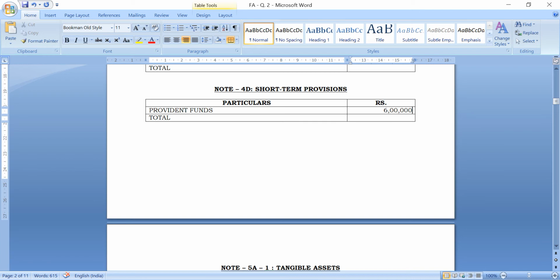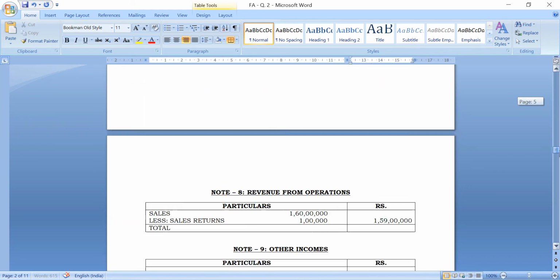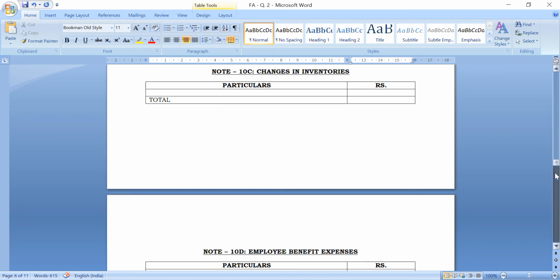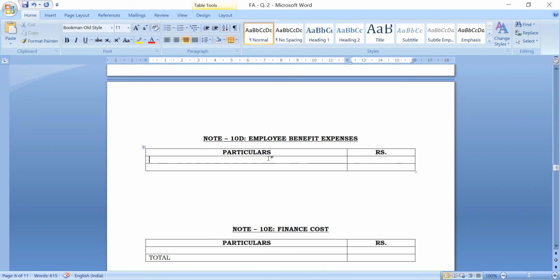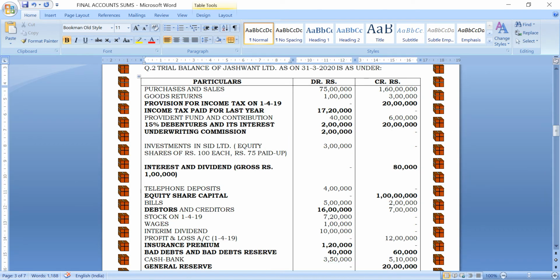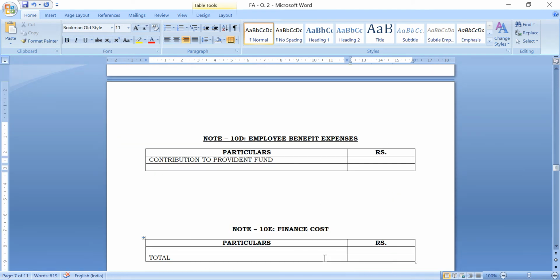And contribution to provident fund is to be placed in 10D. Let us go to 10D. Where is 10D? Here it is, employee benefit expense. Provident fund contribution is the employer's. Contribution to provident fund, and the amount, I think, is 40,000. Yes, so it is 40,000. In the outer column, there are no adjustments, so keep it in the outer column.